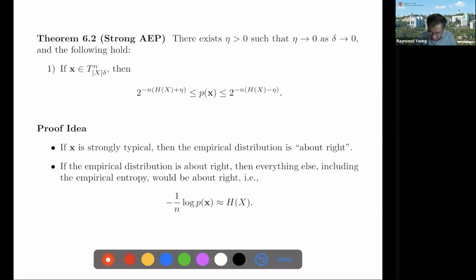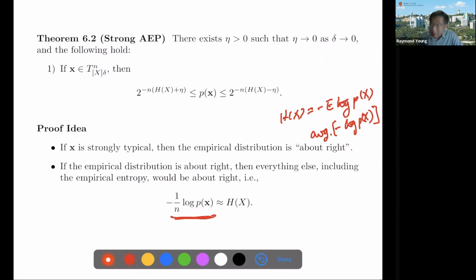Now remember that the entropy of X is equal to minus the expectation of the log of p of X, right? So this is the average of the quantity minus log of p of X. So in order to find out the average of minus log of p of X, you can keep repeating the experiment. You repeat the experiment in an IID fashion many times, and then you take the average. This is the so-called empirical entropy.